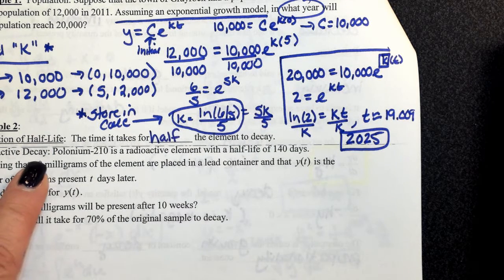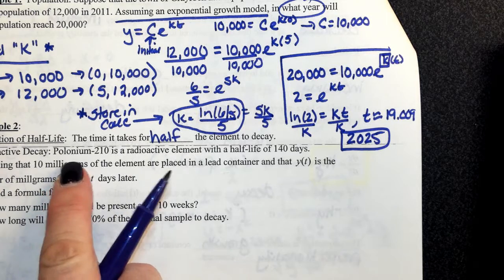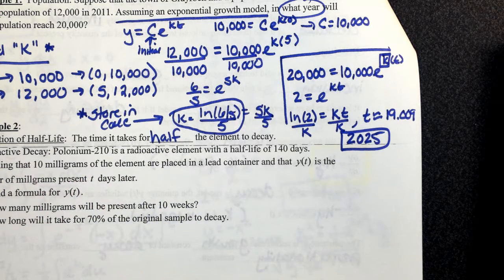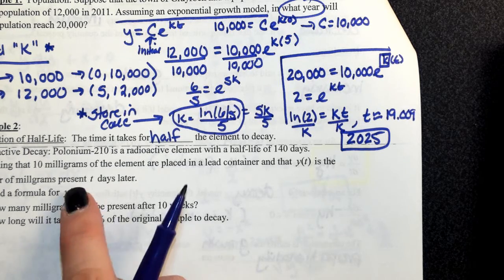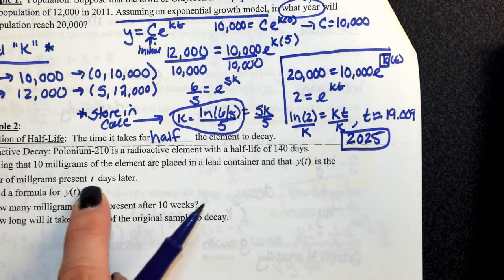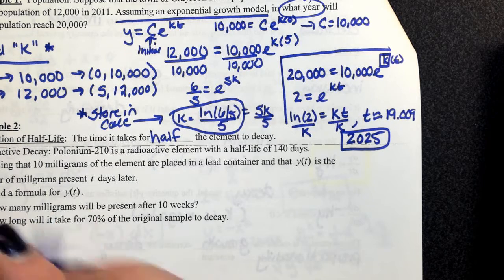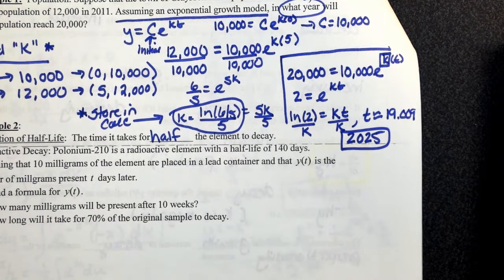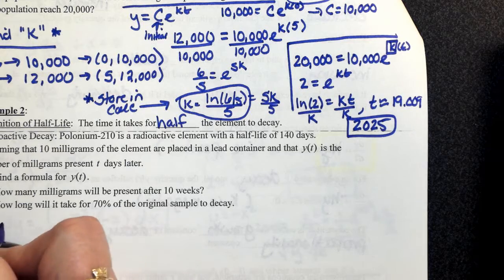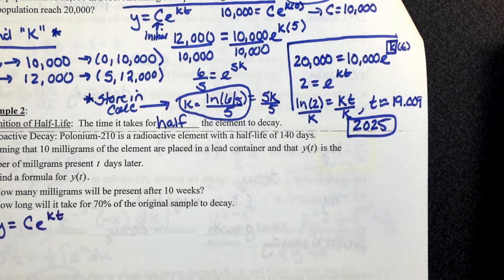So again, obviously, we're talking about decay, so what does that tell you about the K value? The K value is going to be negative. So we have polonium-210. It's a radioactive element with a half-life of 140 days. Assuming that 10 milligrams are placed in a lead container and that y of t is the number of milligrams present t days later, they want us to find the formula for y of t. So again, because we're dealing with exponential decay, I need to write the model y is equal to C times e raised to the k times t.